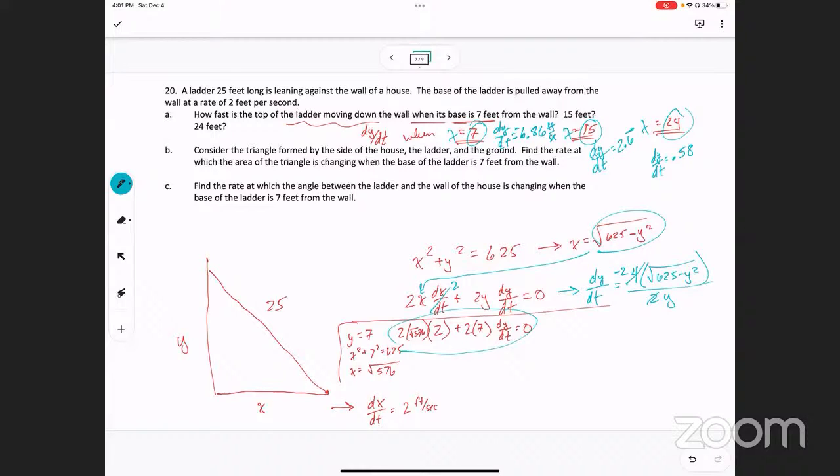The formula still, if I wrote y equals, it would be really the same formula. It would be the square root of 625 minus x squared. But now my dy/dt would look different, I believe, because I'm plugging that in for my y. So my formula should be, here we go, negative 4x over 2 times the square root of 625 minus x squared. There we go.